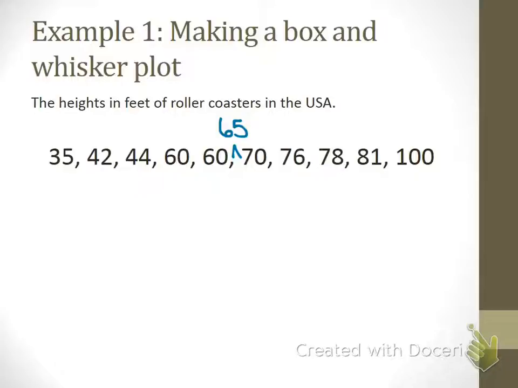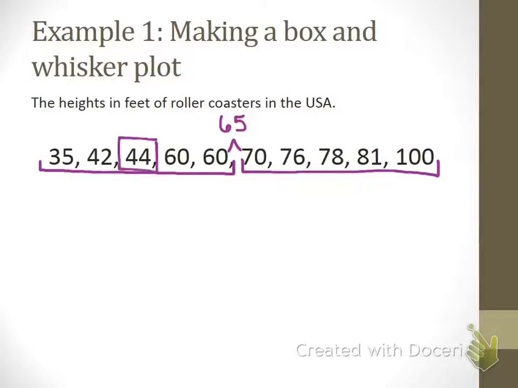Now you're going to put a bracket underneath the lower half and a bracket underneath the upper half. So we've got 65, a bracket under the lower half, a bracket under the upper half, and now I want you to find the median of the lower half and the median of the upper half. Go ahead and box in that number in the set. So what is the median of the lower half? It is 44, so box it in.